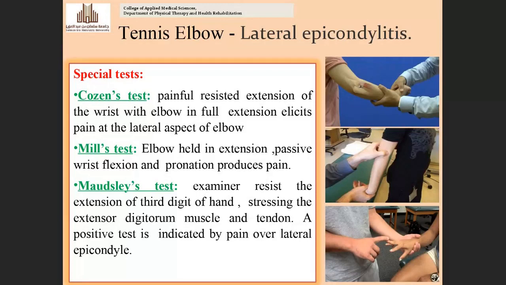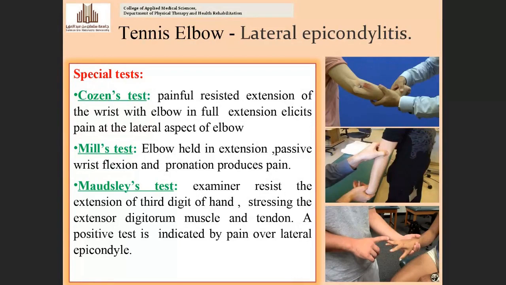Another test which will be helpful to identify the problem is known as Maudsley test, in which the examiner resists the extension of the third digit of the hand by giving resistance. At that time there is pressure or resistance to the extensor digitorum muscles, which produces pain over the lateral epicondyle.